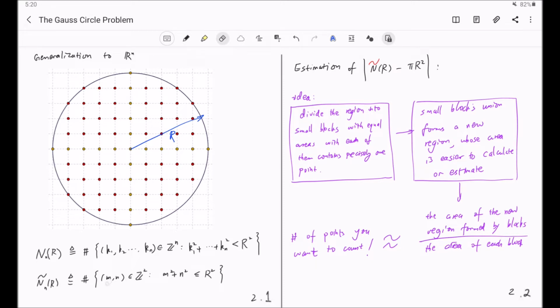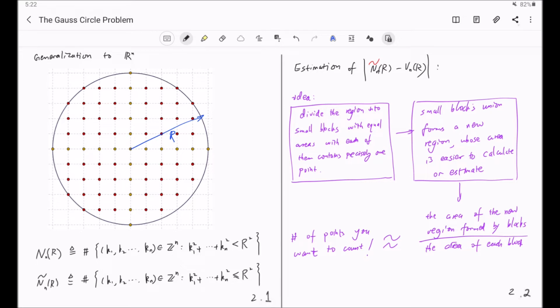And same for the n tilde case, except that instead of less than, we'll put less than or equal to, to allow those integer points to lie on the boundary of our ball, namely the sphere. Now we'll be interested to estimate the difference between N sub n or N sub n tilde of r and this time the volume of this ball. Let's use the notation V sub n of r.